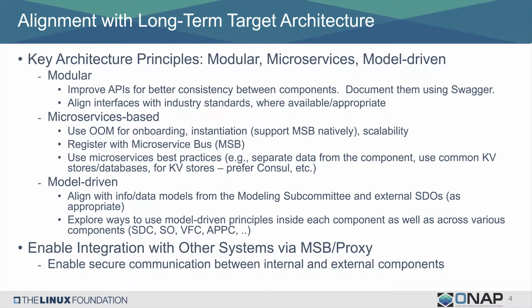So the key architecture principles include modular, microservice, and model-driven. From a modular perspective, all the different components need to be implemented or architected in a modular way, so that we will have APIs for more consistent behavior between different components, and easy scaling and portability. All those APIs are standardized and documented using Swagger, and we also align with other industry standards whenever available and appropriate, and reuse them, so that we don't have to reinvent any wheels.